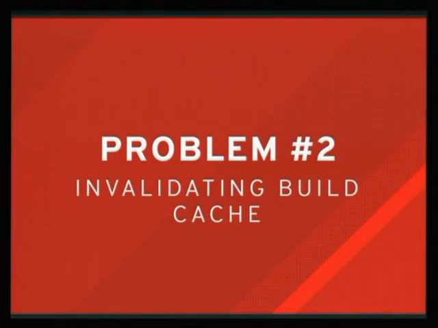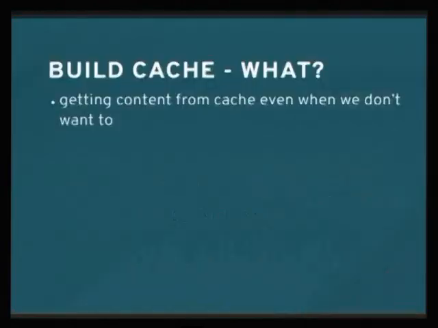Yeah, this is a simple one, so I don't want to do all the hard stuff in the beginning. Invalidating build cache is pretty much a simple problem. You have build cache, it's really great when you want to develop an image or a Dockerfile, so it saves you a lot of time. But sometimes it takes stuff from cache you don't want it to.